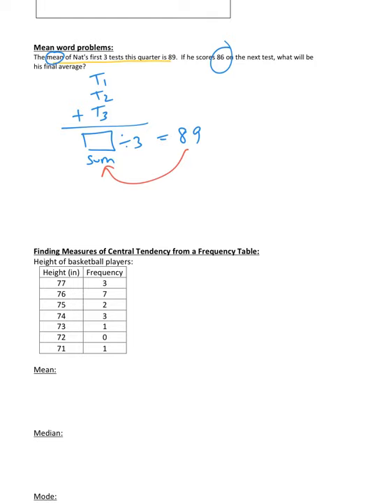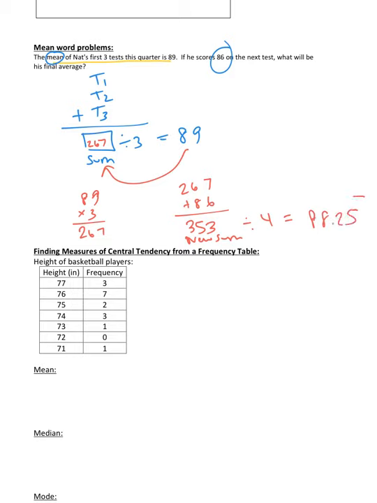So the first step is to multiply by 3 because you're going backwards. So the first step is to multiply 89 times 3, which takes you back to that sum. So 89 times 3 is going to give us 267. So the sum here is 267. Now that you're in that sum, now you can take the new score of 86 and add that in. So 267 plus 86 is going to give us 353. And now with the new sum, you can now divide that by 4 because now you have 4 test scores. And the new final average would be 88.25.